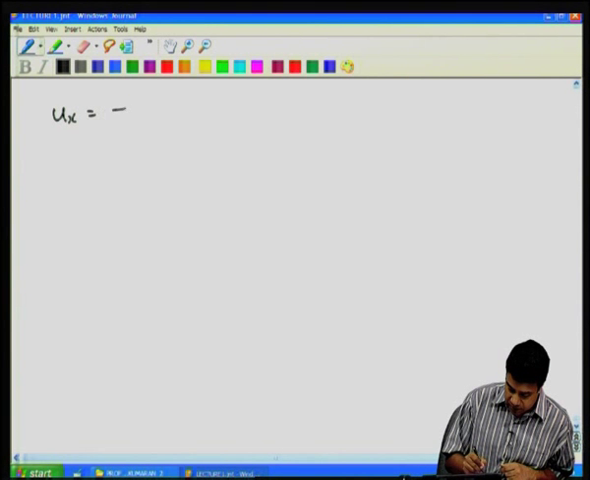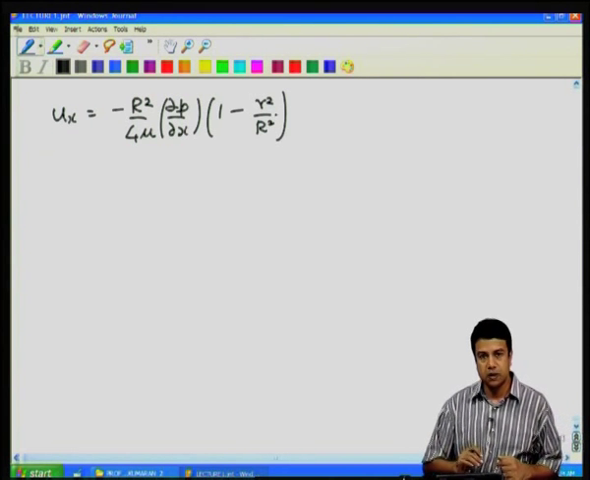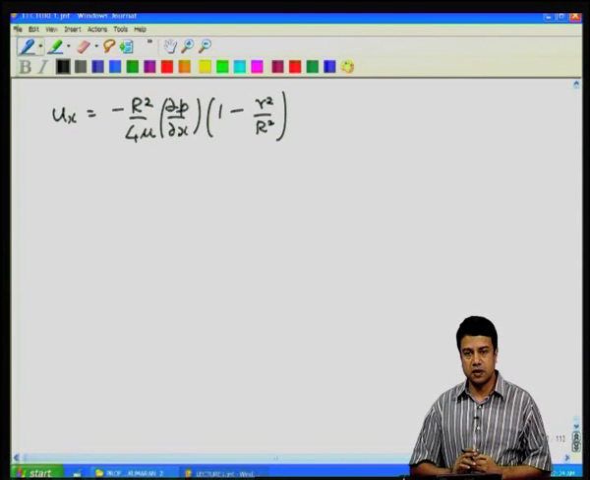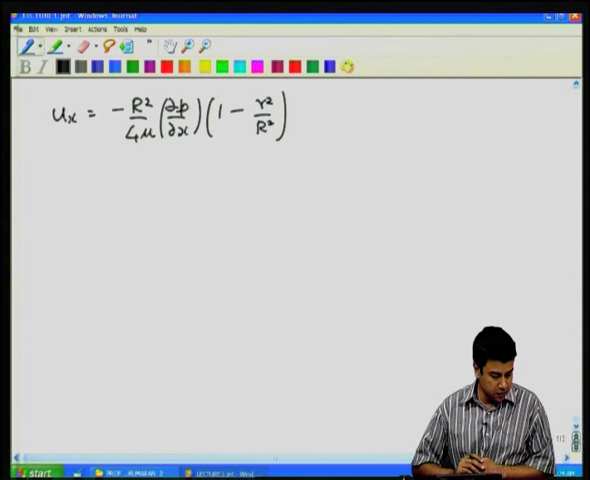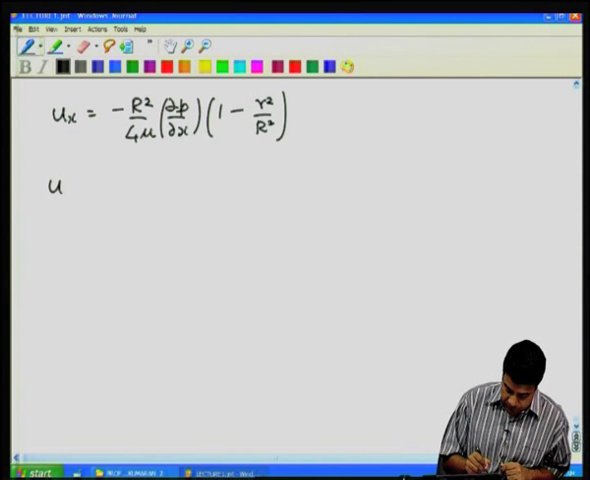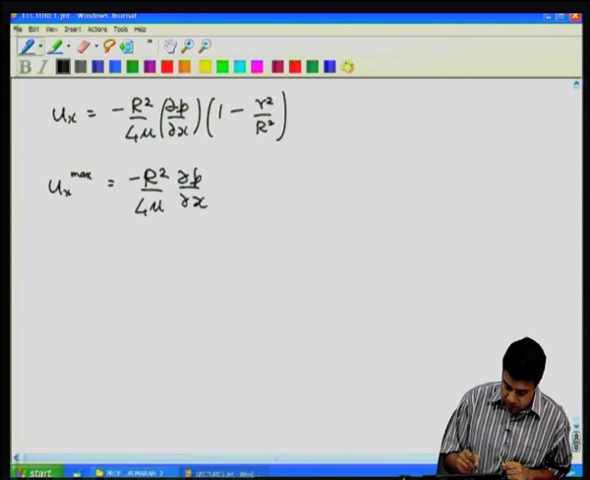U x is equal to minus R square by 4 mu partial p by partial x into 1 minus r square by R square. These are obtained using the boundary conditions that the velocity is equal to 0 at r is equal to capital R. Okay. And for the flow in a pipe, the maximum velocity u x max is equal to minus R square by 4 mu dp by dx. U average is equal to the maximum by 2.